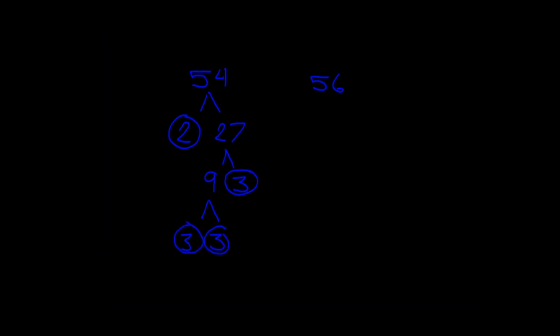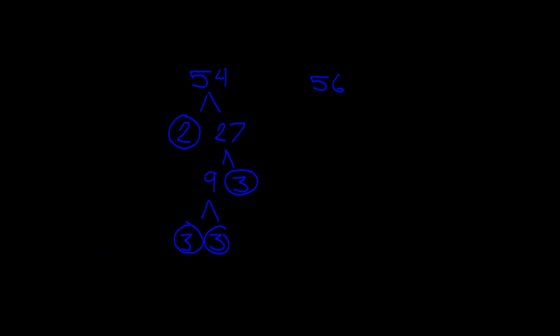So let's choose two numbers. Let's do 54. And let's also do 56. So you want to make a factor tree. 54 is 2 and 27. Oh, 2 is a prime. 27 is 9 and 3. 3 is a prime. And then 9 is 3 and 3, which are both primes.